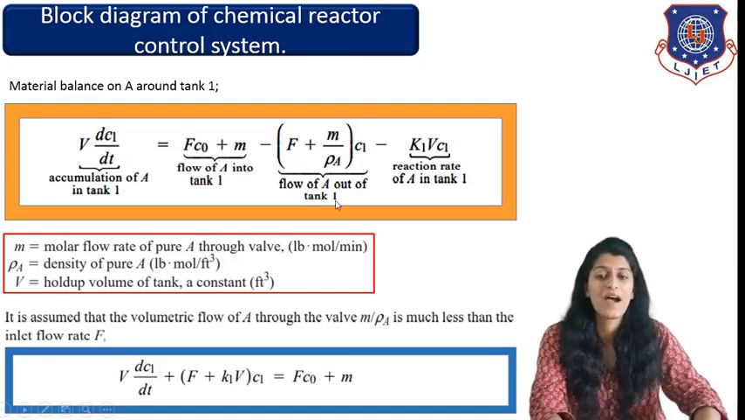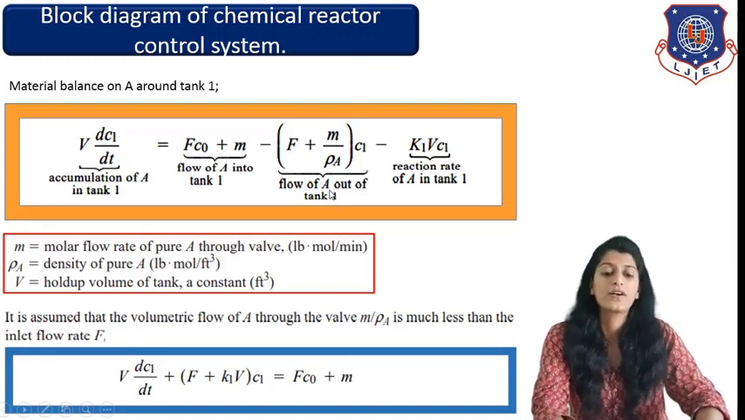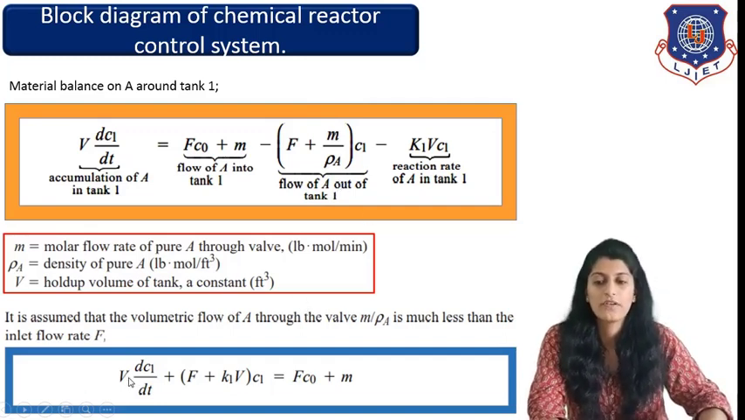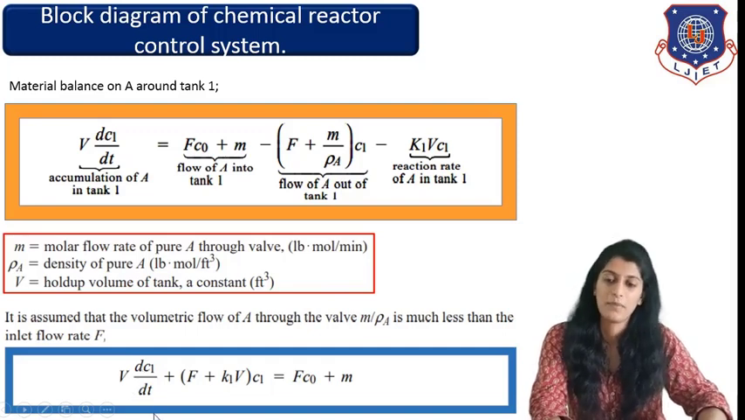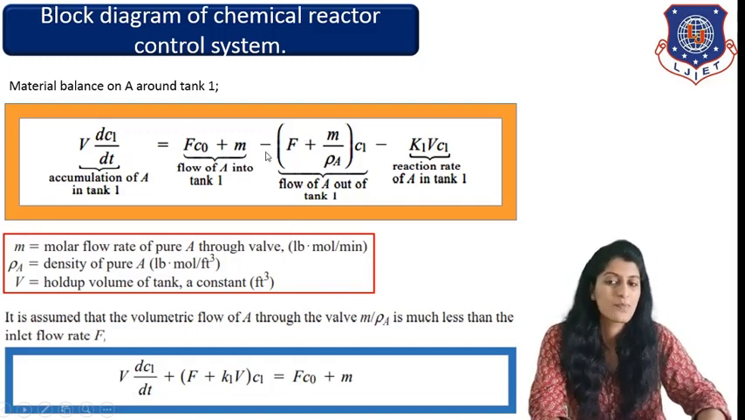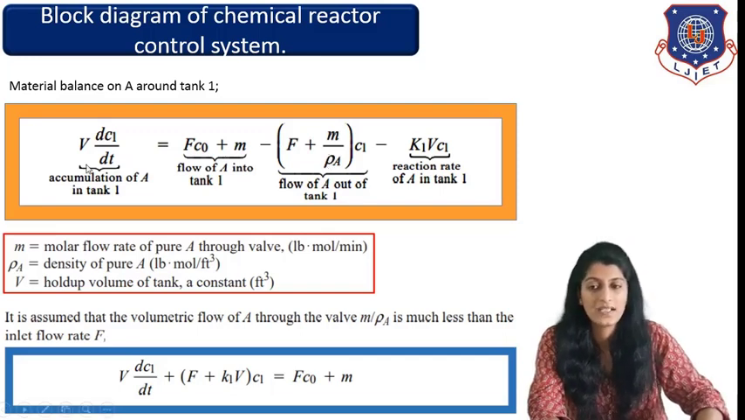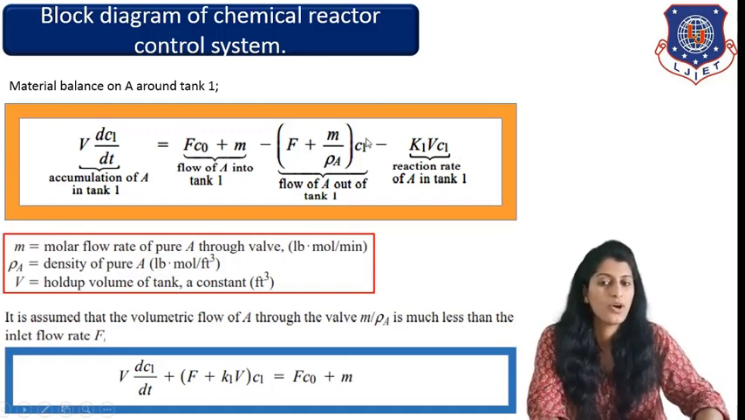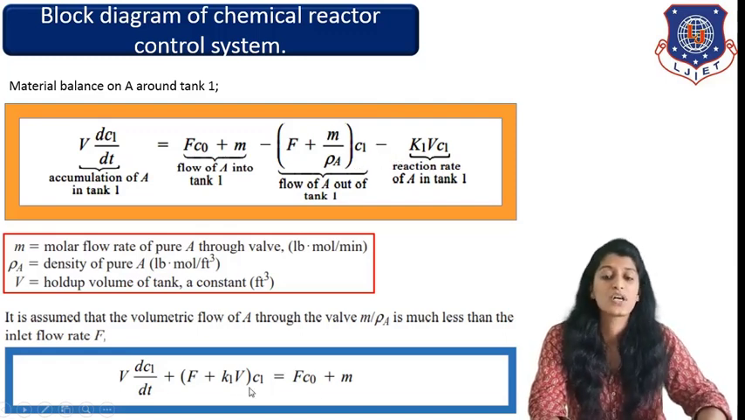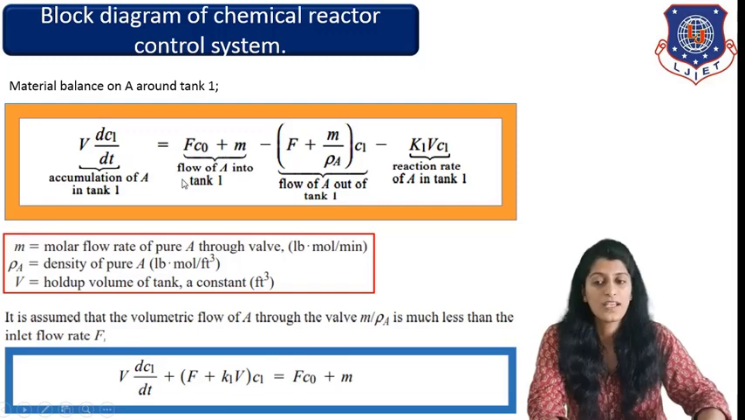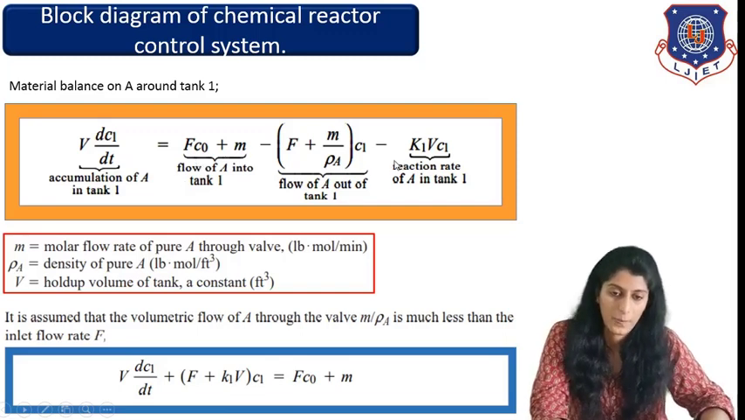So just neglecting the value of M upon rho A because we are considering that it is a small value. So what we will be getting is V dC1 by dt plus, this is minus here, when you shift this term over to this side, it will be plus. So F into C1 plus K into C1. Both the minus signs will be converted into plus signs. C1 is common in both the terms. So taking C1 out of this bracket, it will be equal to FC0 plus M.